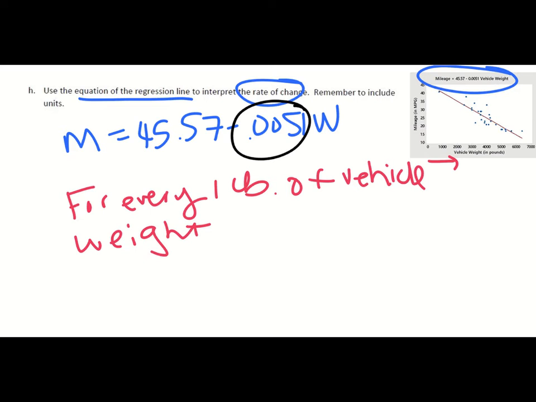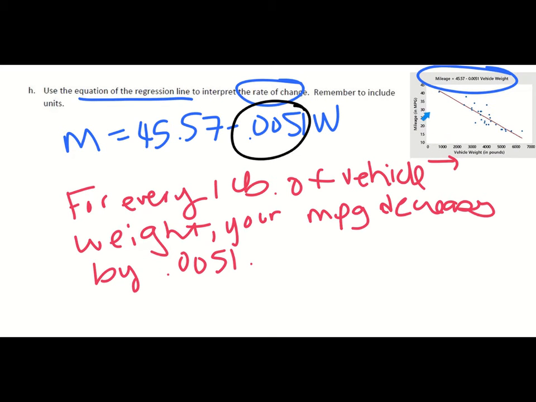So anytime I ask you to interpret your rate of change, you just say for every 1 x, my y does this. So for every one of my input, what does the output do? That's basically what you have to do for all of these. For every 1 x, what does my y do?